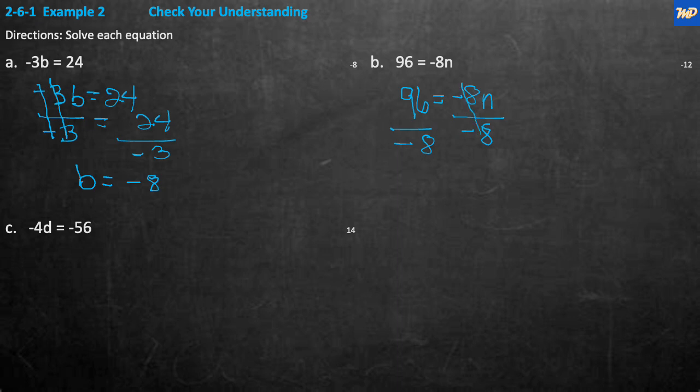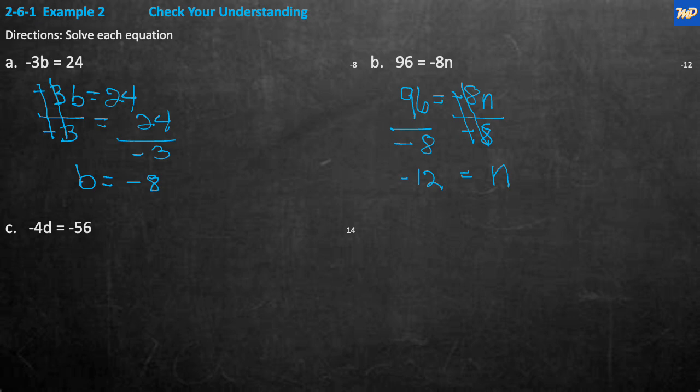Well, by saying that, the 8's and the negative signs cancel. We end up with the n, and the n equals 96 divided by negative 8. What is that? 96 divided by 8 is 12, and it's negative because there's only one negative sign. So the answer is negative 12.